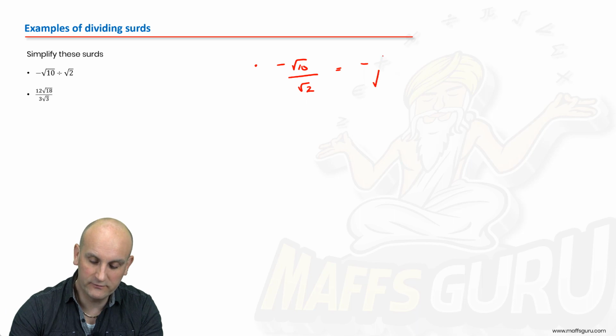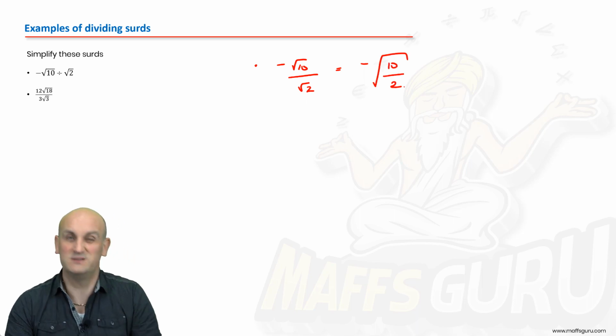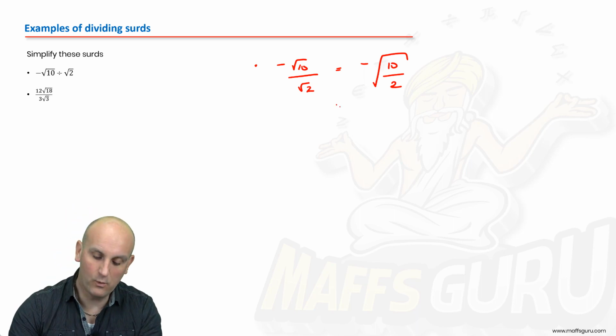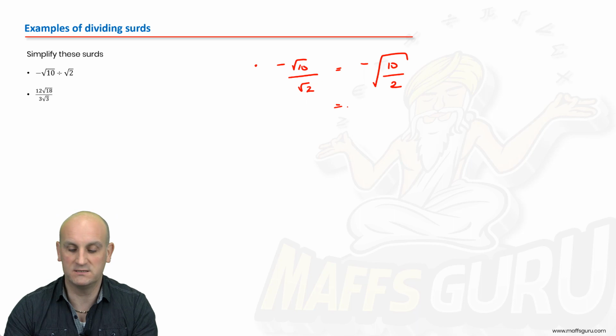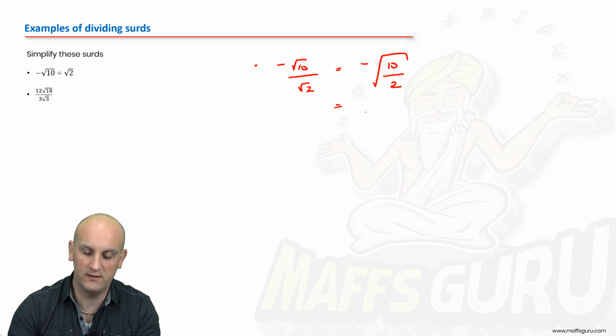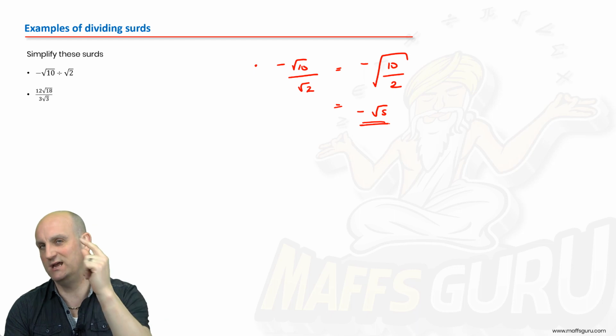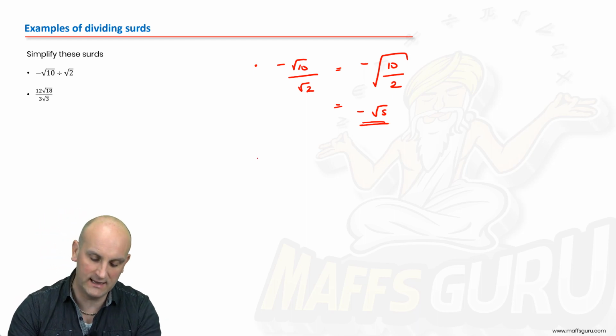I am now going to combine this, and that's just going to write that as 10 on 2. And now where I can simplify, I must. I know that 10 divided by 2 is 5, so that is simply the square root of 5. Ka-ching! Thank you very much. And then we get the next question.